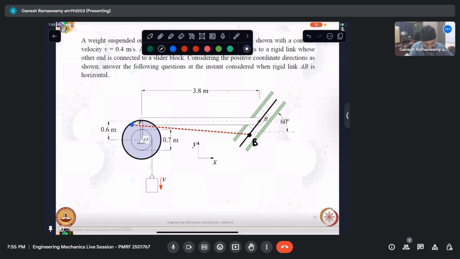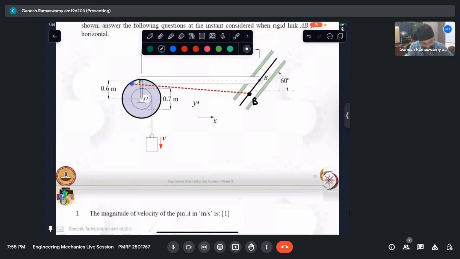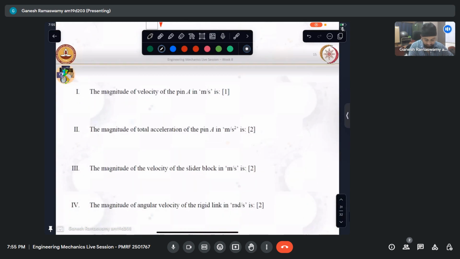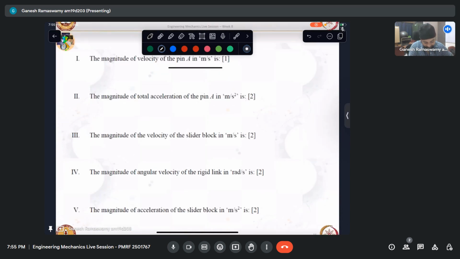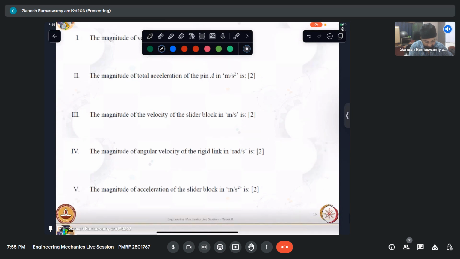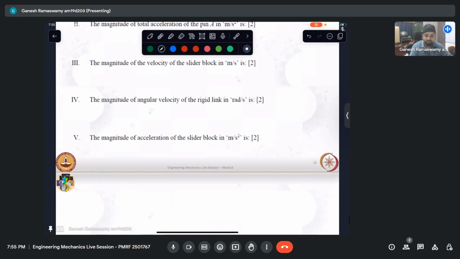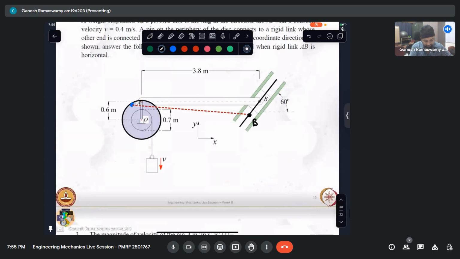All right. So let us see what the magnitude of the velocity of pin A is. And then we have been asked total acceleration of pin A, magnitude and velocity of the slider, magnitude, angular velocity of the rigid link, angular linear acceleration of the slider block is what is asked. Okay, so let me remove this. Now let us see what do we know from here.